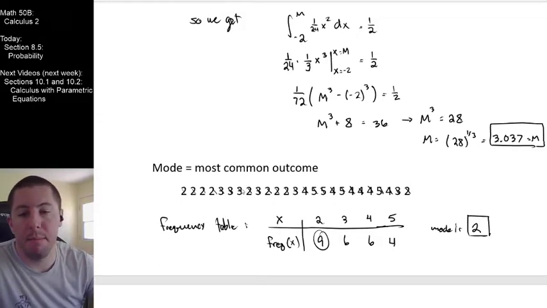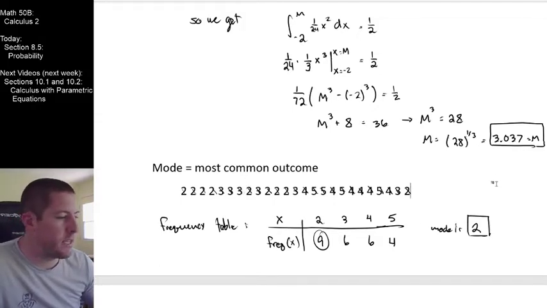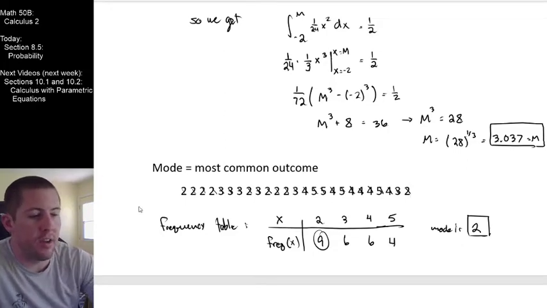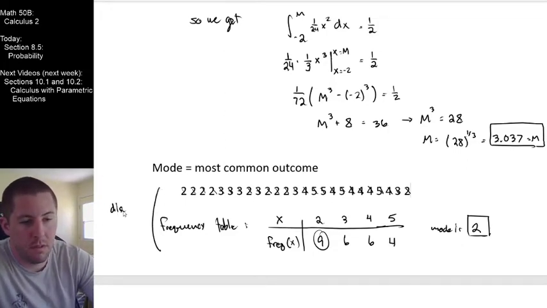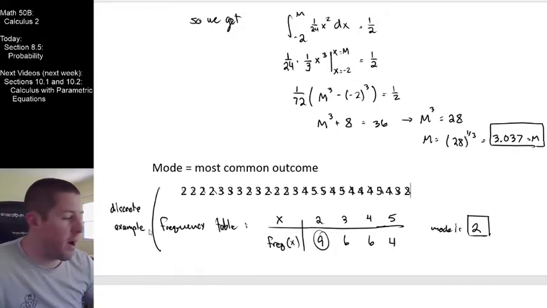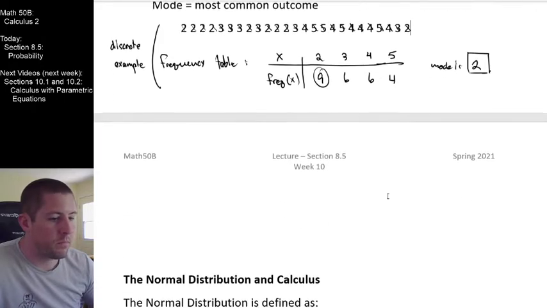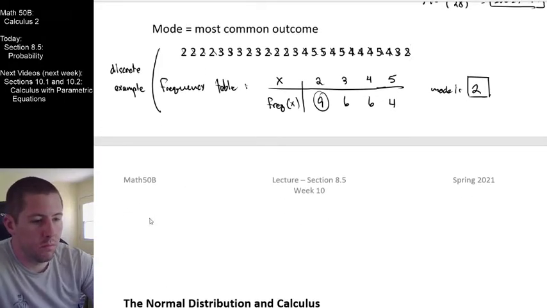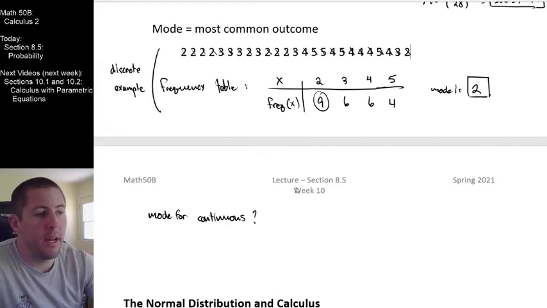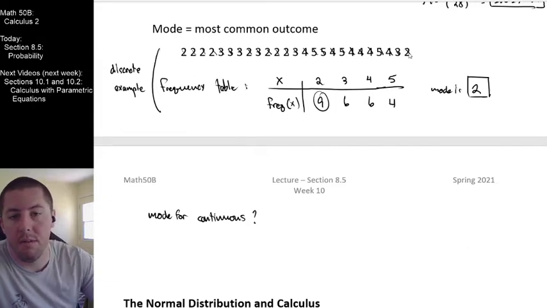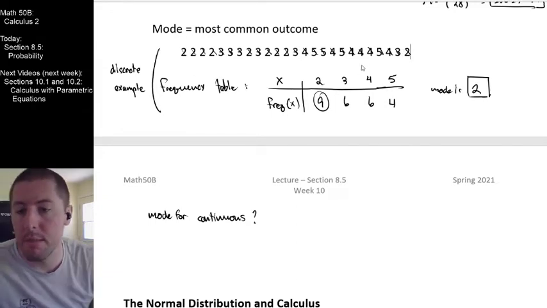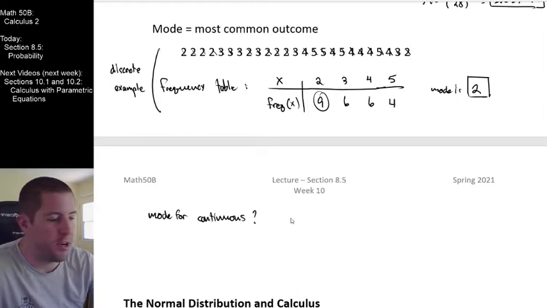Mode is our most common outcome. It's the thing that we are most likely to see. Now, our issue is that this is a discrete example. So my question to you now is, how do we find the mode for a continuous example? So we just said that mode is the most likely to be seen outcome. So if you were to randomly draw one number from this list of numbers, what you know is that 2 is the most common, most likely outcome for you to see.